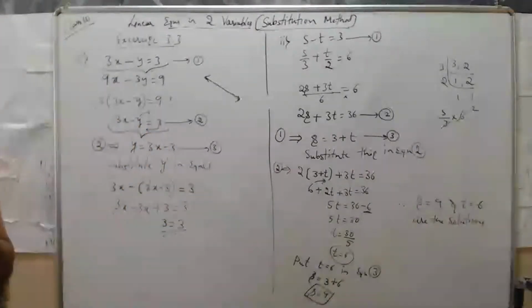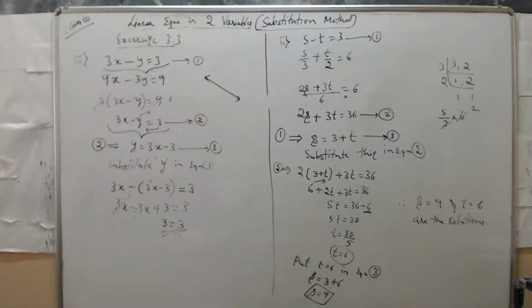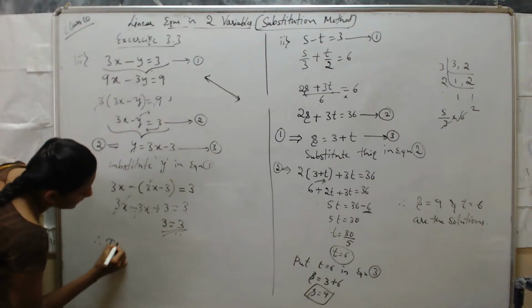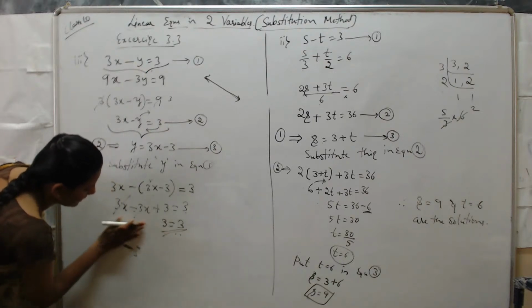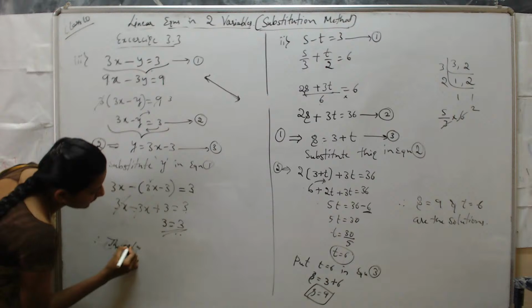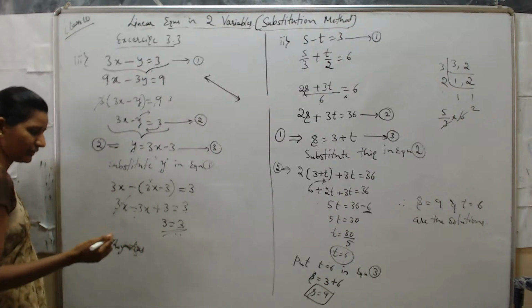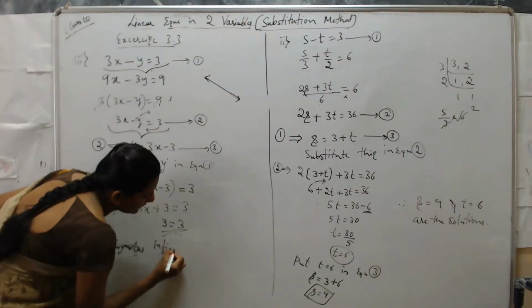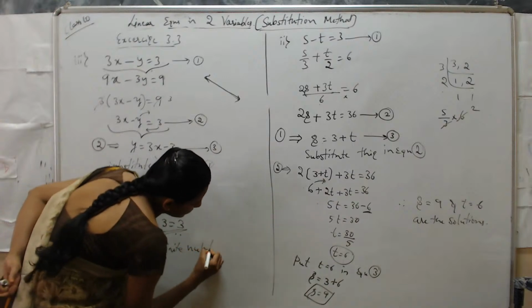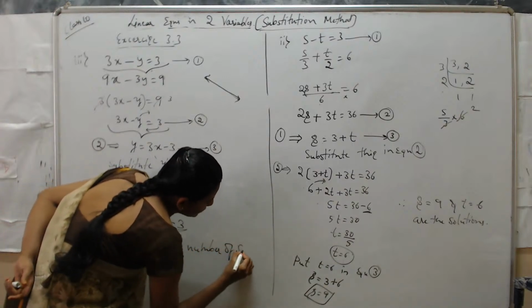Okay. See, now we get which is true. The given pair of equations has infinite number of solutions. Therefore, the system of equations has infinite number of solutions.